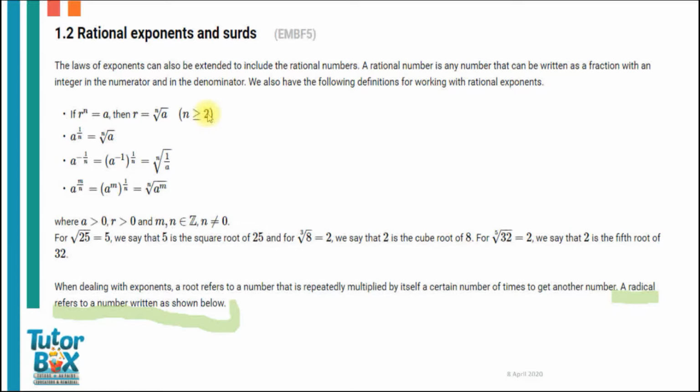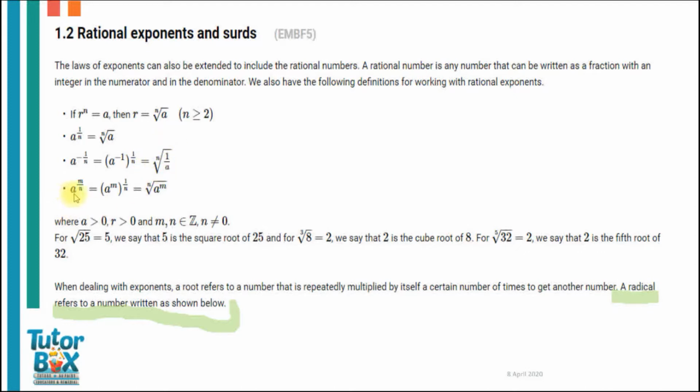Okay, right? And then the second one says a raised to the power of 1 over n will be equal to the nth root of a. And then the third one, we have a raised to the power of minus 1 over n. That will be equal to a raised to the power of minus 1, all that in brackets, times 1 over n. And then this will be equal to the nth root of 1 over a.